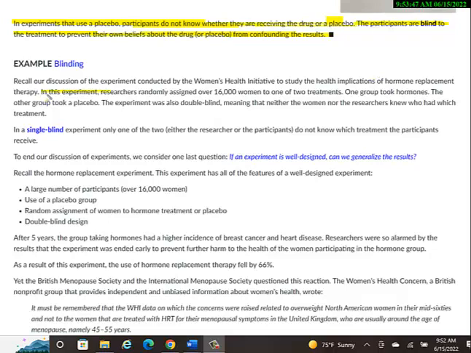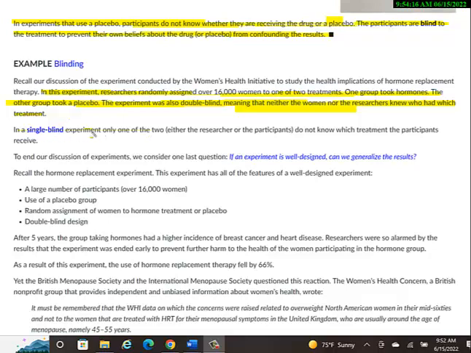So in this experiment, researchers randomly assigned 16,000 women to one of two treatments. One group took hormones, the other took a placebo. So the women were blind to it because they thought that it was actually a real treatment. And this experiment was in fact double blind, which if you remember from before, means that neither the women receiving the treatment or the placebo knew if it was a placebo or the treatment, but also the researchers didn't know if they were giving the placebo or the actual treatment.